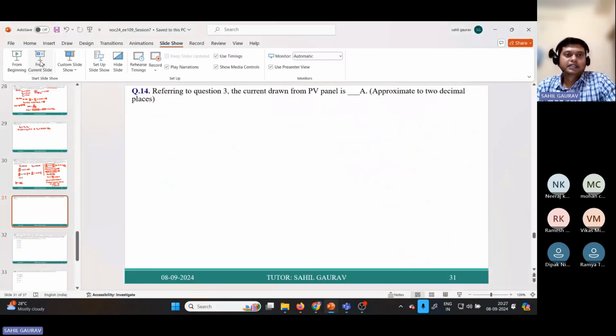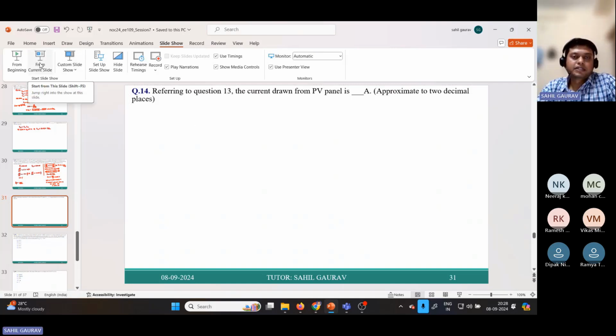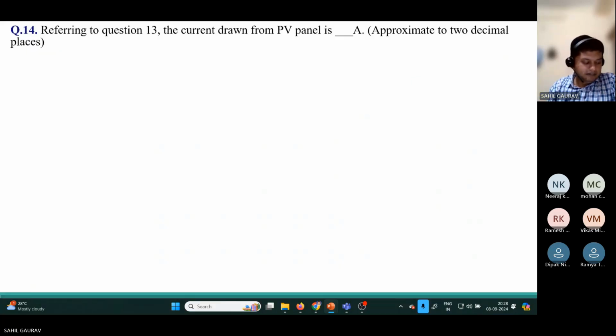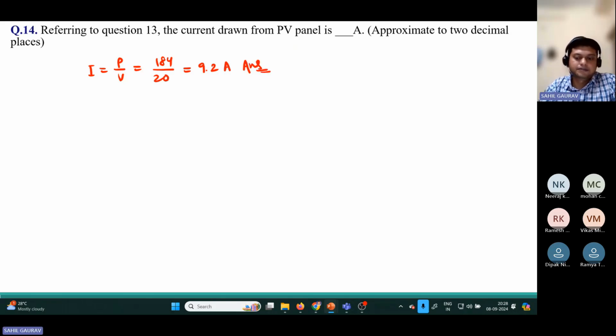The next problem is related to the previous problem only. Referring to question 13, find the current drawn from the PV panel, because it is not operating at the maximum power point. So it is very simple. I equal to P upon V. Power is given as 184 watt. Voltage we got is 20 volt. So it will be 9.2 ampere is the answer.